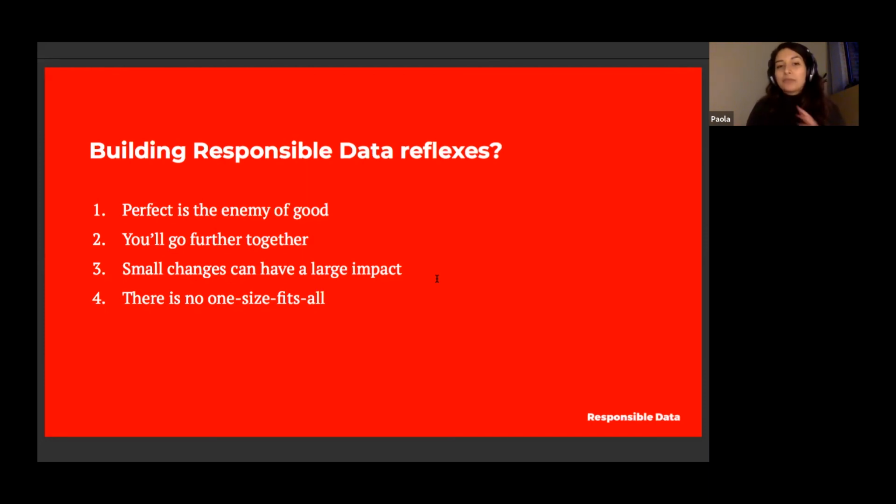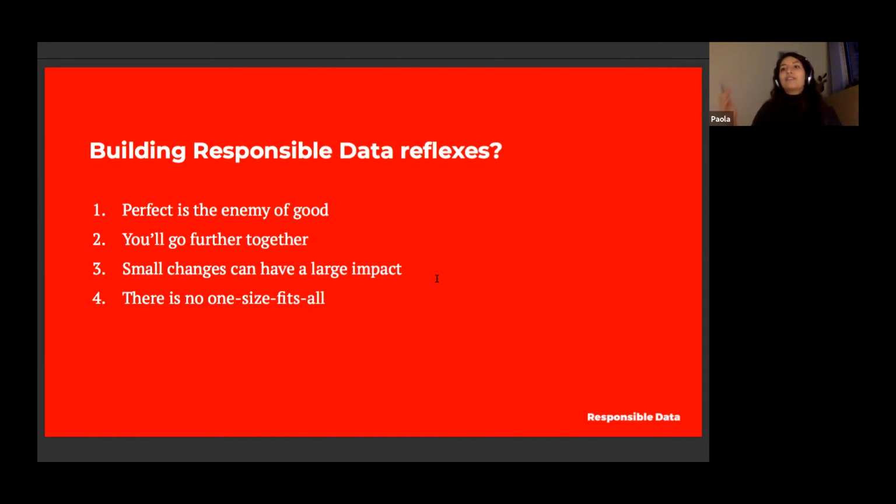3, as I mentioned before, small changes can have a large impact. Again, this is sometimes hard to measure, and sometimes we think that maybe they don't because we are dealing with hypotheticals, but small changes certainly ripple through. And finally, there's no one size fits all. Responsible data looks different for every organization, depending on your context, on the risks that you're facing, depending on the communities that you work with. So customize it. Find a way that works for you and for your organization.